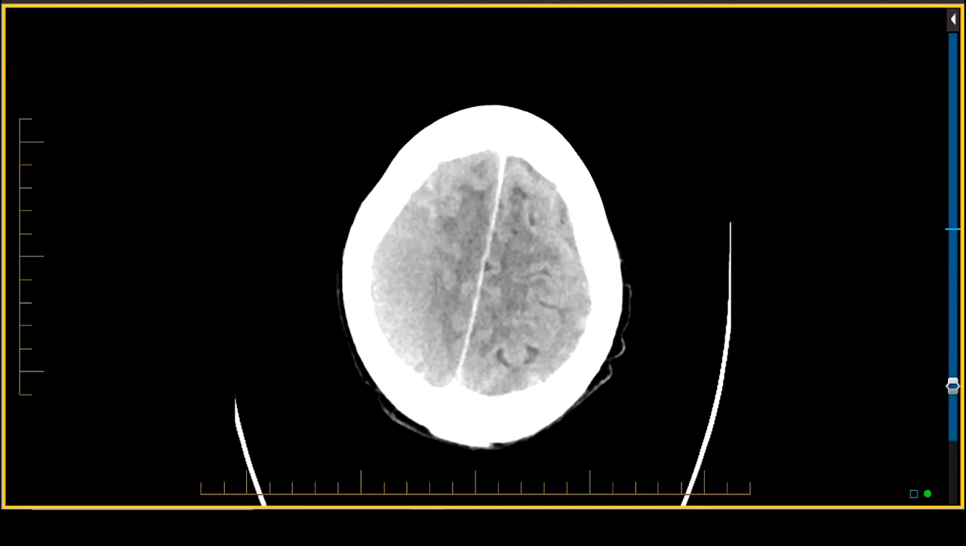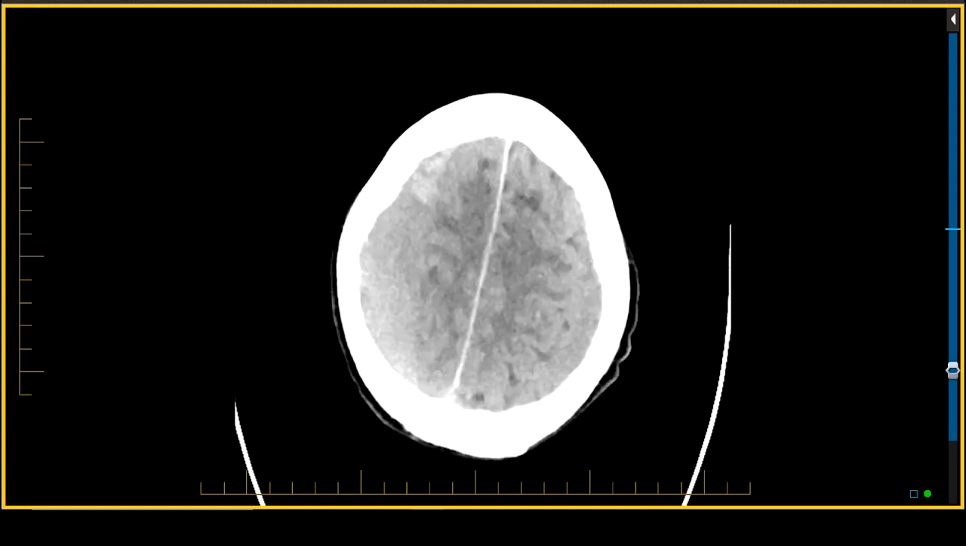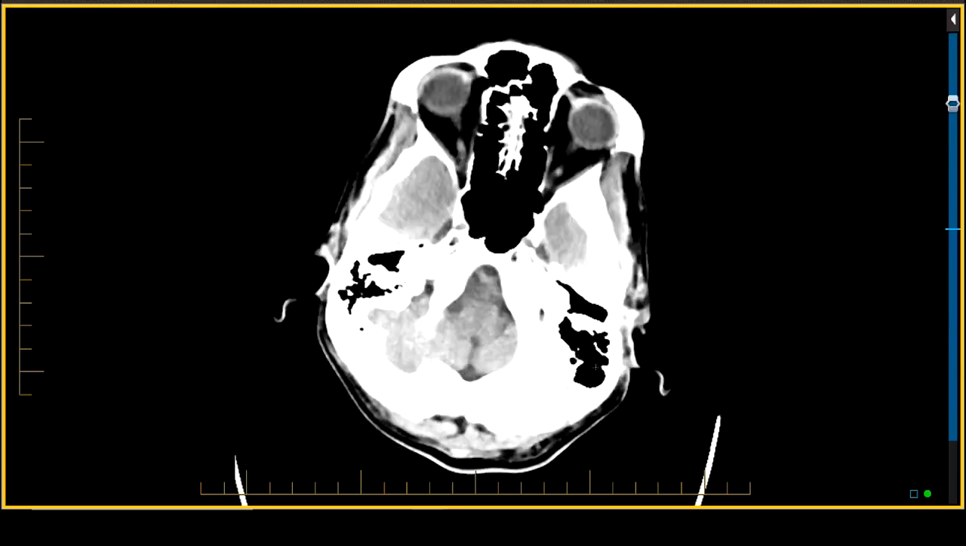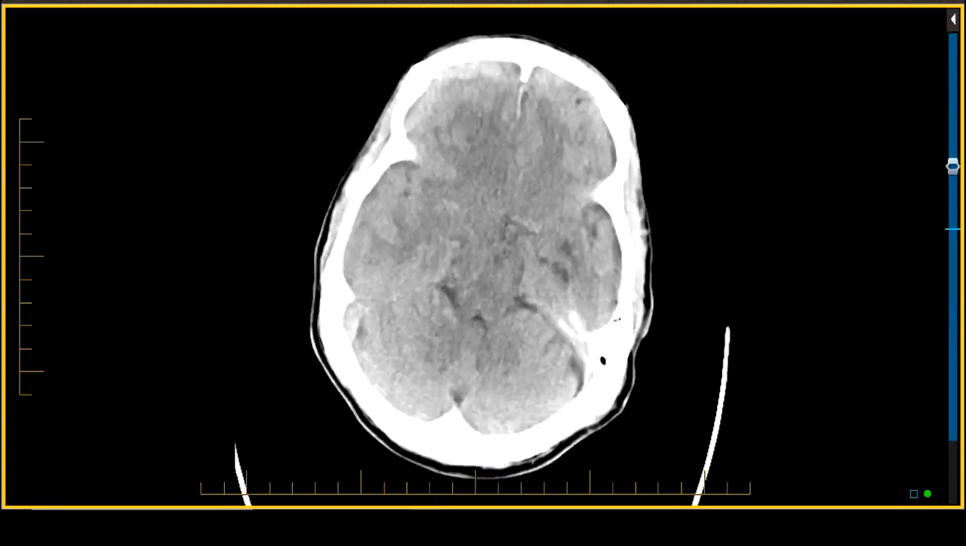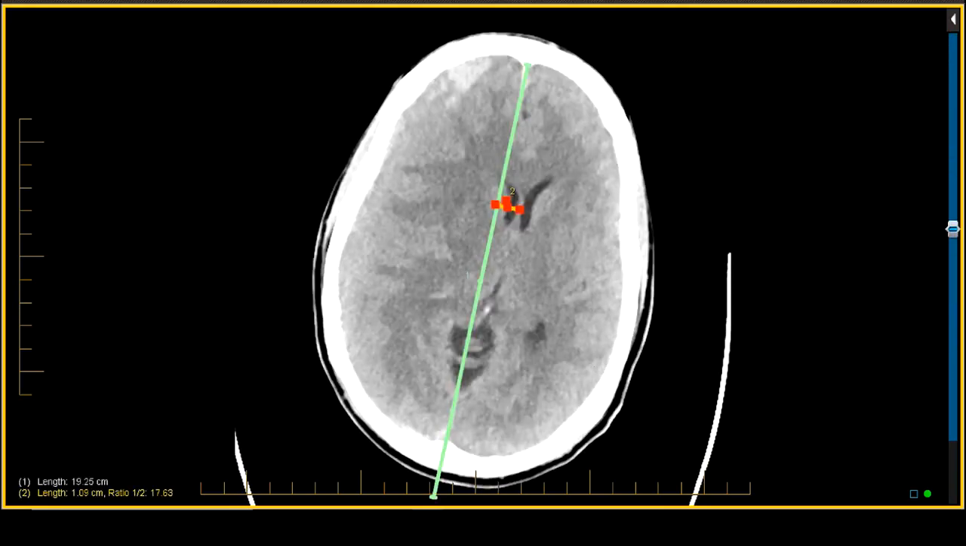This becomes less dense posteriorly, and again makes the assumption that the patient has likely had multiple episodes of head trauma leading to different age blood products in the subdural space. This patient, by virtue of the size of the subdural hematoma and of the degree of midline shift, would undergo neurosurgical evacuation.